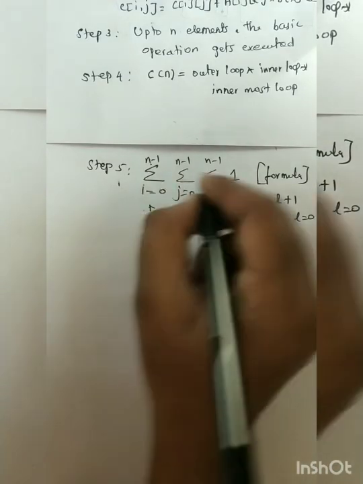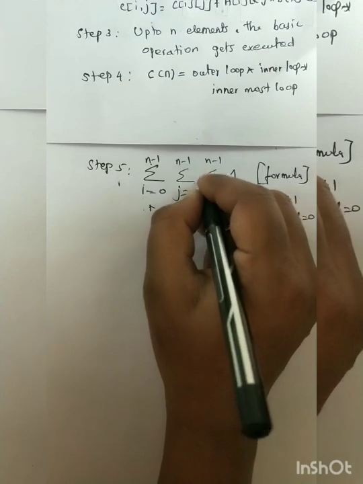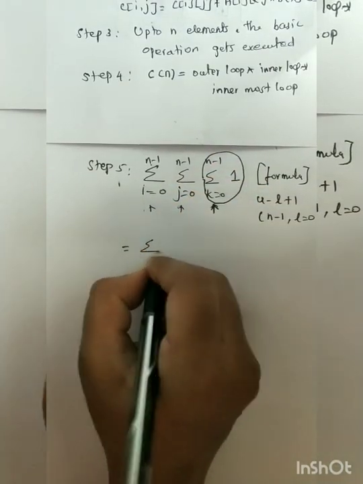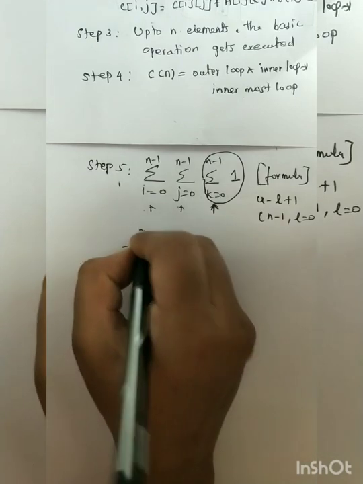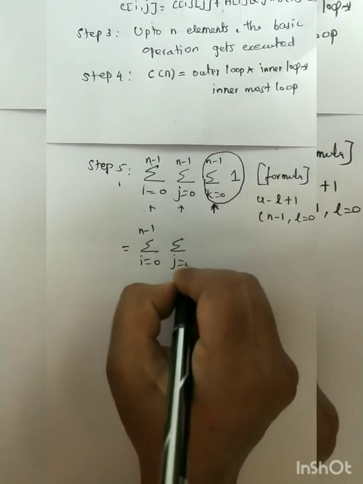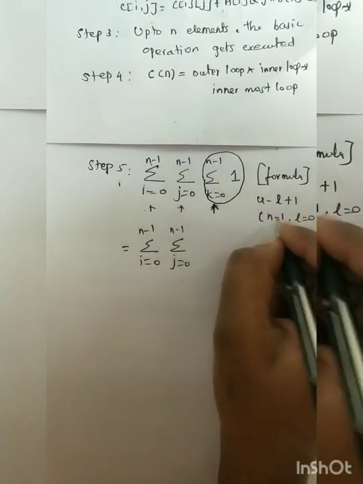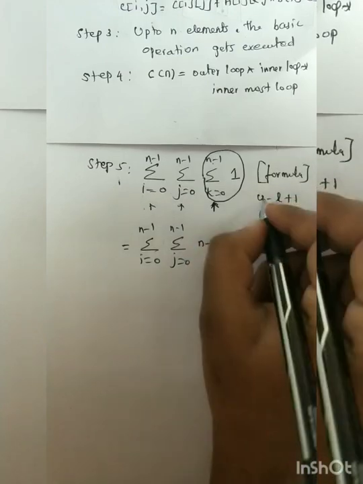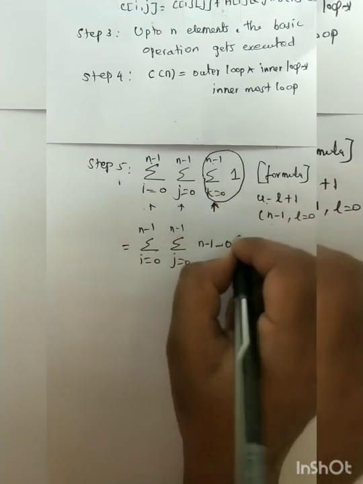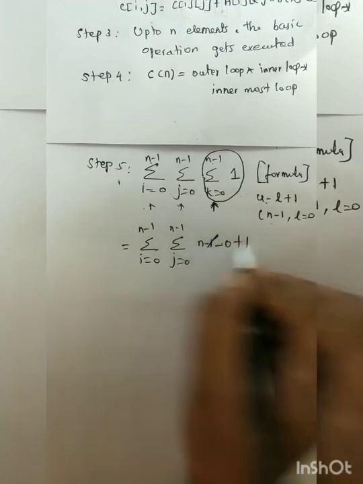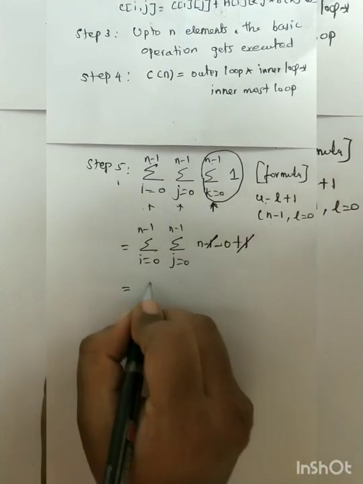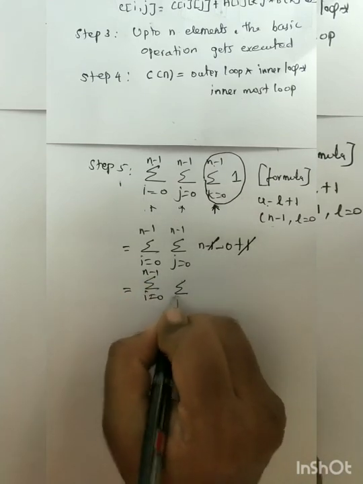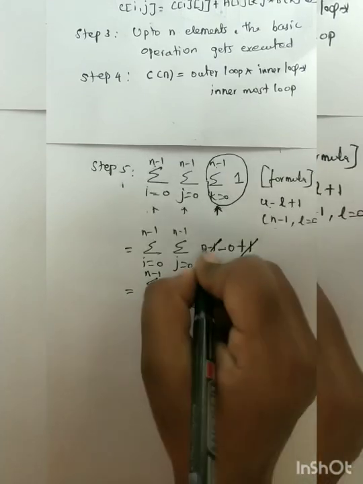First I will start from the inner loop. I want to replace it with the formula: summation i equals 0 to n minus 1, summation j equals 0 to n minus 1, then u minus l plus 1, where u is n minus 1 minus l, 0, plus 1. The minus 1 plus 1 get cancelled, leaving summation i equals 0 to n minus 1, summation j equals 0 to n minus 1 of n.